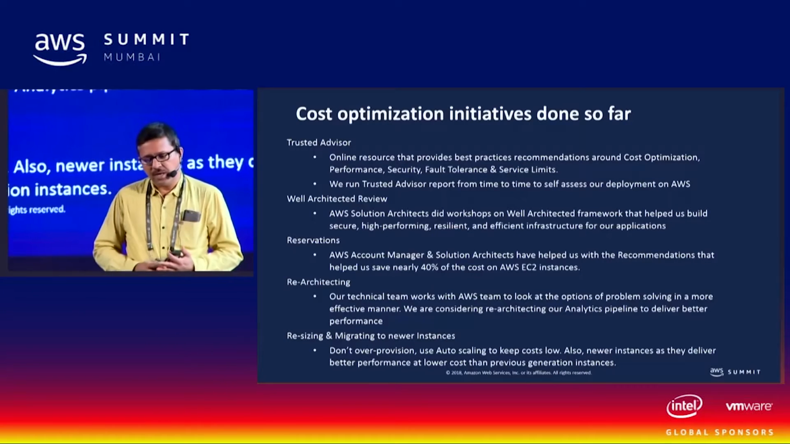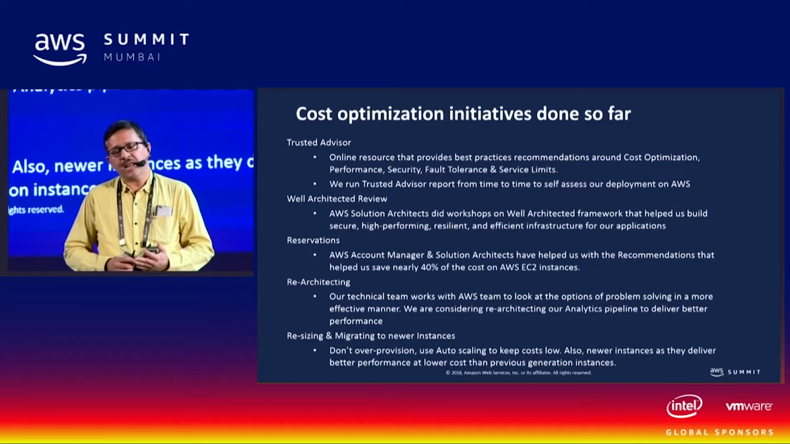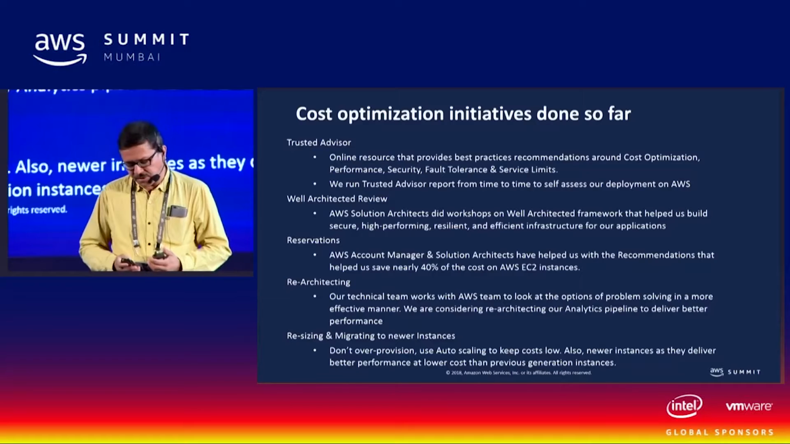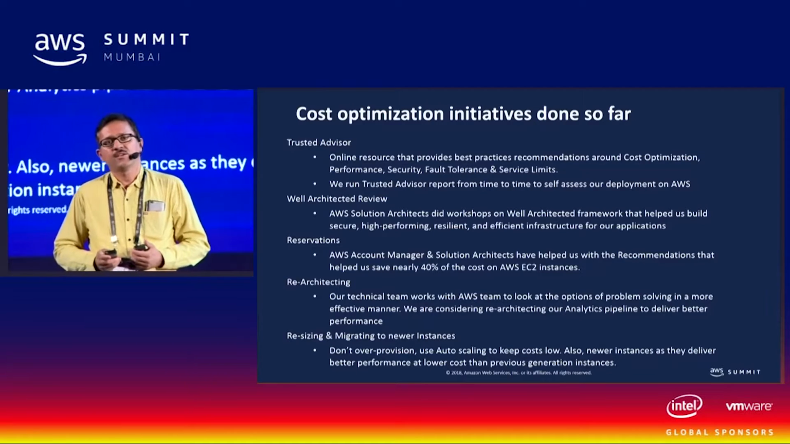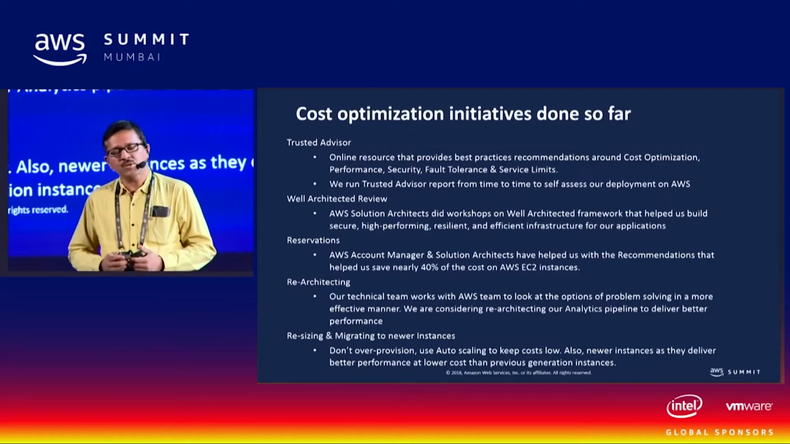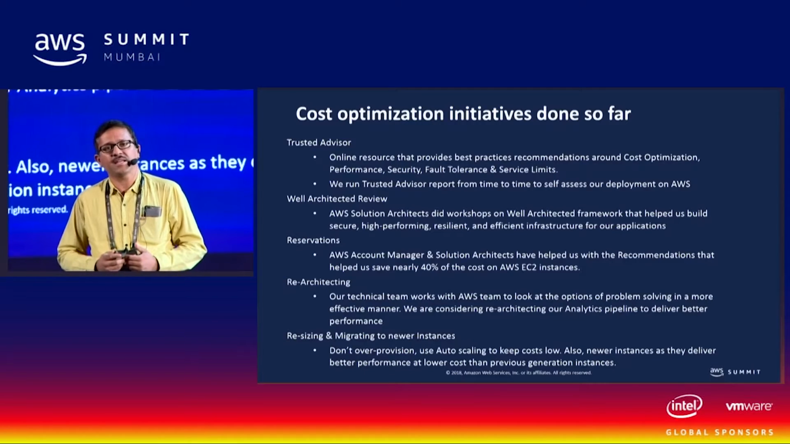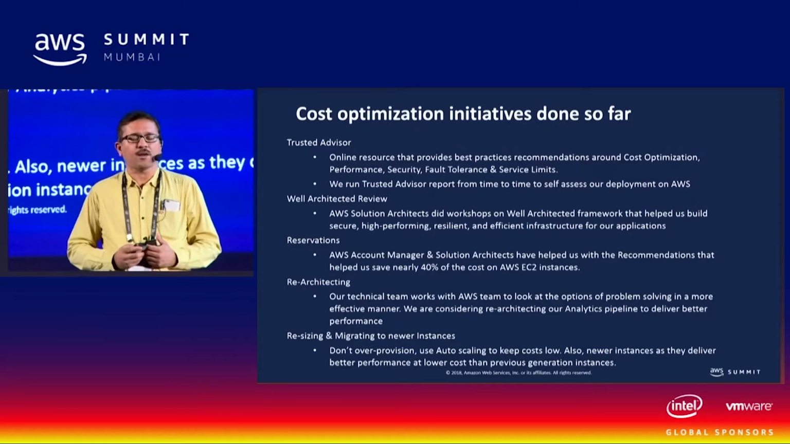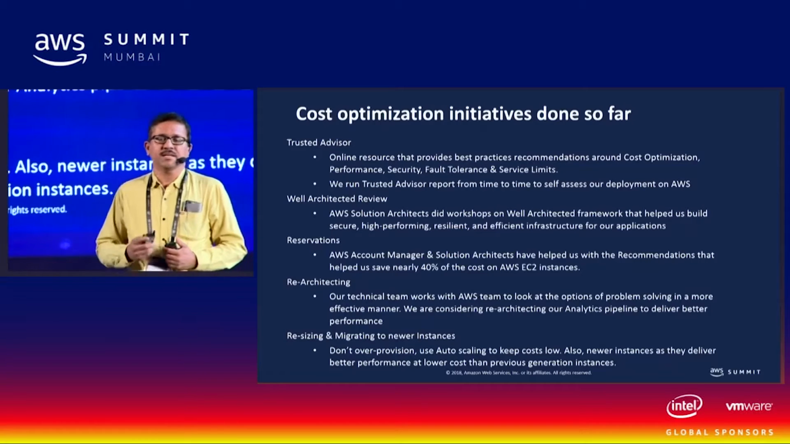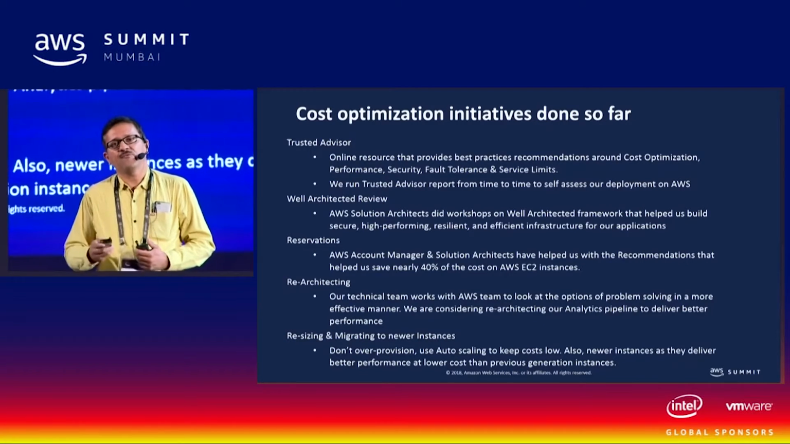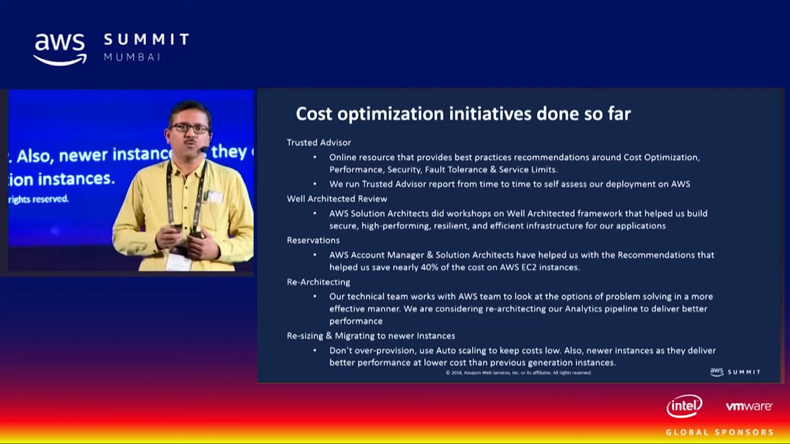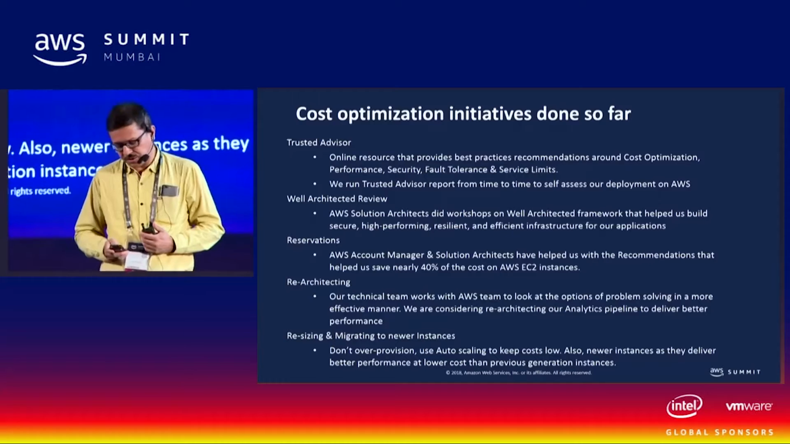In terms of resizing and migrating to newer instances, this is a very constant and continuous exercise that one needs to undertake. So this is where, again, Trusted Advisor reports as well as our own monitoring of the applications help us figure out if our instances are right-sized or not. And as AWS continues to bring in M4 and M5, newer next-gen instances, we are one of the first ones to migrate over to those.